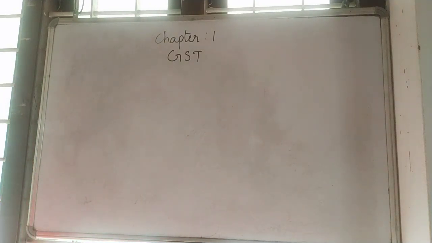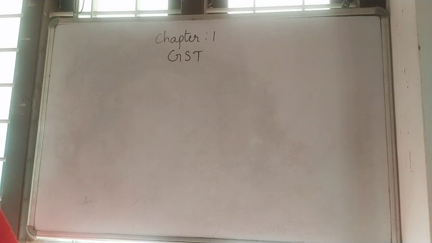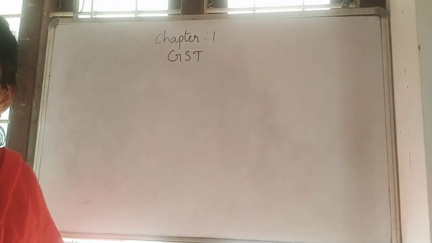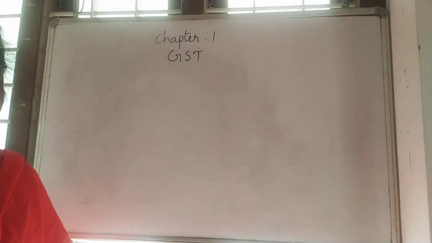Then next is interstate sale. So what is interstate sale? If a dealer is purchasing an item from one state and selling it to another state, for example from Kerala to Tamil Nadu, in this case we are using IGST. That means here the whole tax will go to the central government. So IGST is the central government tax. So I think it is clear.